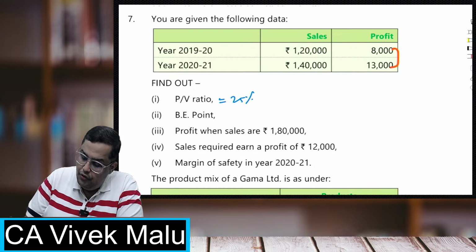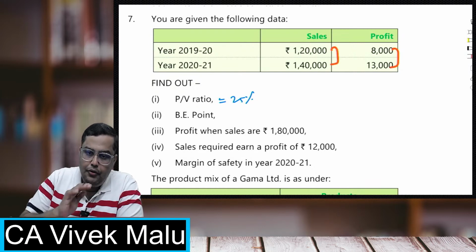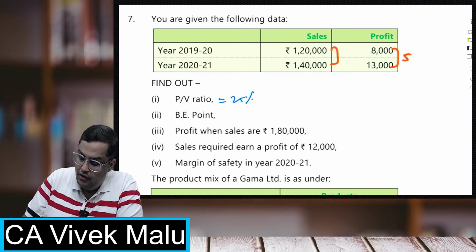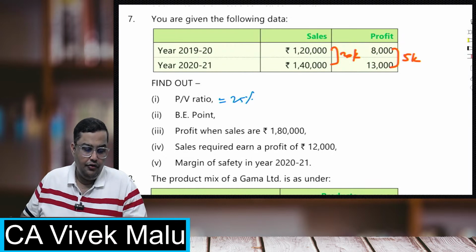Change in profit upon change in sales. So 5,000 upon 20,000 into 100. So I got 25%. Next, break even point.